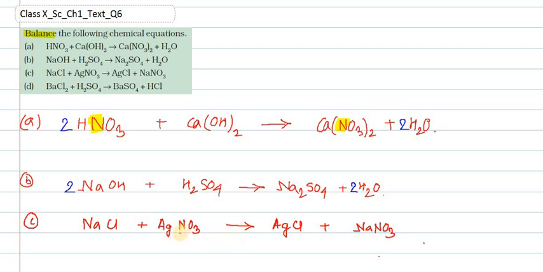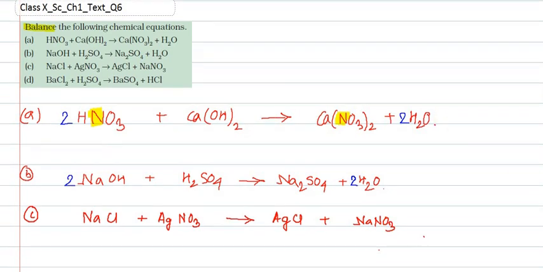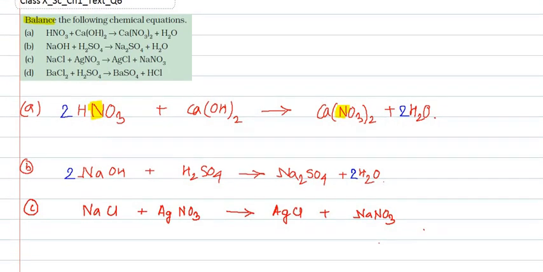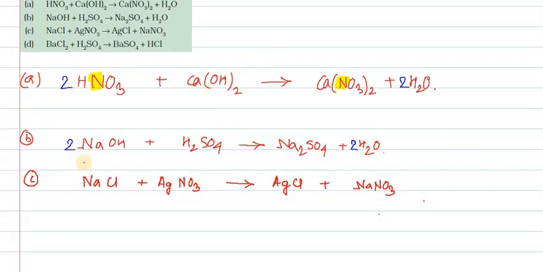Now about nitrogen, on the left hand side we have one nitrogen, on the right hand side we have one nitrogen, so nitrogen is also balanced. And the oxygen, on the left hand side we have 3 oxygen, and on the right hand side we have 3 oxygen, so oxygen is also balanced. That means this equation is already balanced. Now part D.